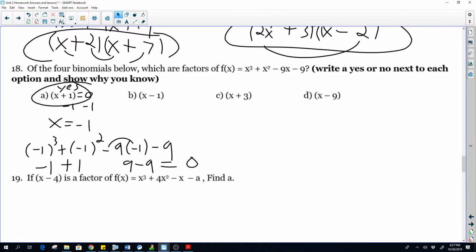What about if we plugged in a positive 1? So if we plugged in a positive 1, 1 cubed and 1 squared, that's just 1 plus 1. And then negative 9, that would be negative 18. That is not going to work because that will not be 0. That'll be like negative 16, right? When you plug it in to the original equation, you'll get negative 16, which doesn't equal 0. So that one doesn't work.